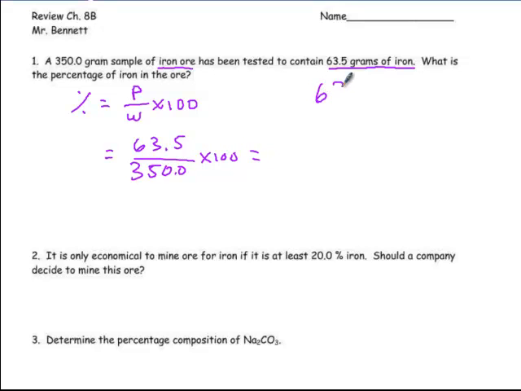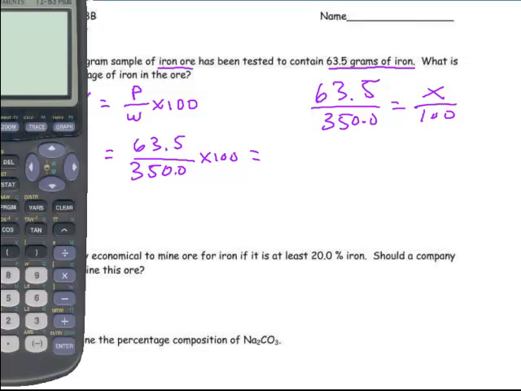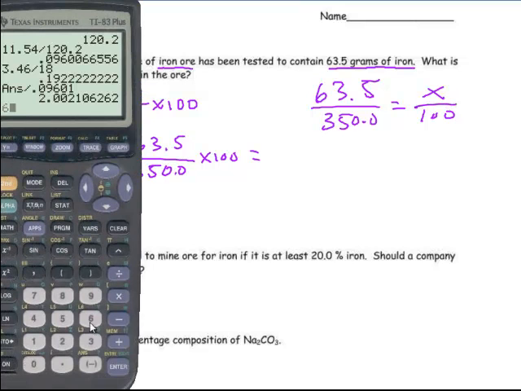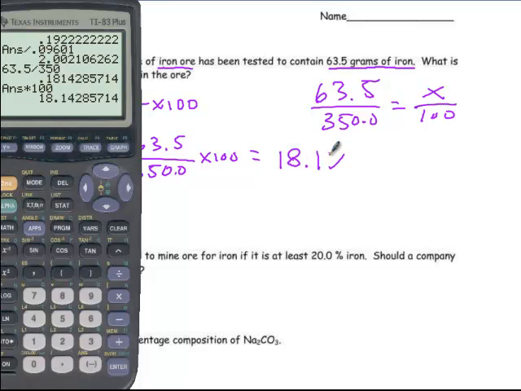You could also do it as a ratio. 63.5 grams is to 350 as x is to 100. So when you're doing a percent, it's always x is to 100. 63.5 divided by 350 times 100. And the answer is 18.1% iron. So that particular iron ore is 18.1% iron.